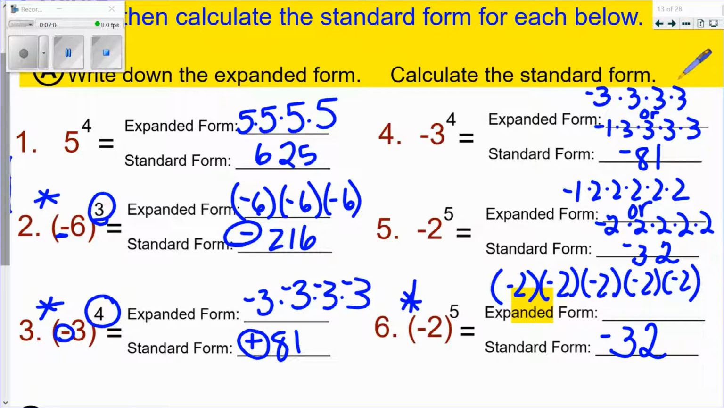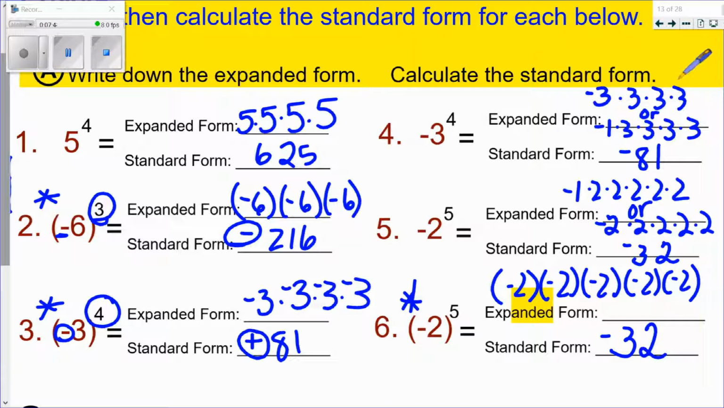The second one is the same rule. The base is 2, it's positive, but because it's not in parentheses, there's an invisible negative 1. So you get negative 1 times 2 times 2 times 2 times 2 times 2. Or you multiply the negative 1 and the 2, you get negative 2 times 2 times 2 times 2 times 2, and you get negative 32. Next one in expanded form, negative 2 times negative 2 times negative 2 times negative 2 times negative 2, and you get negative 32. As you can see, I starred number 2, 3, and 6 to come up with a pattern or a rule.